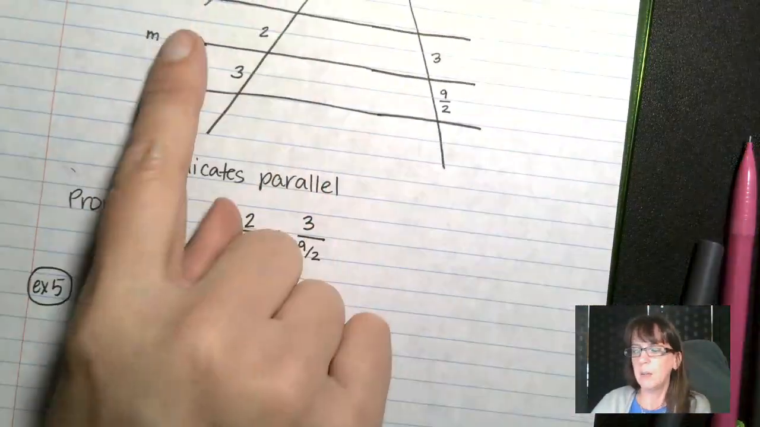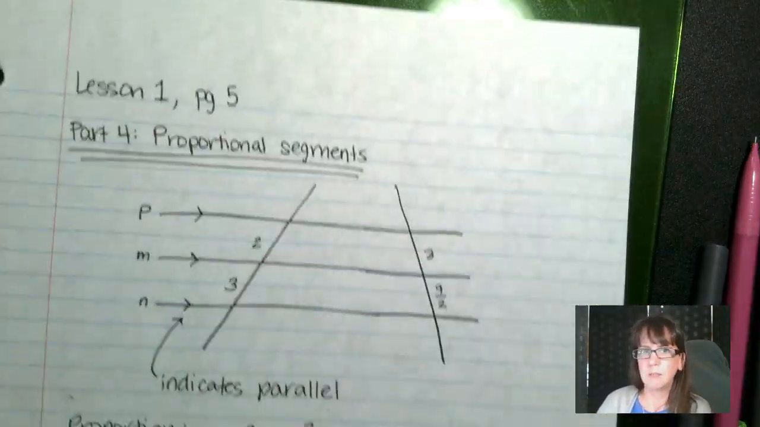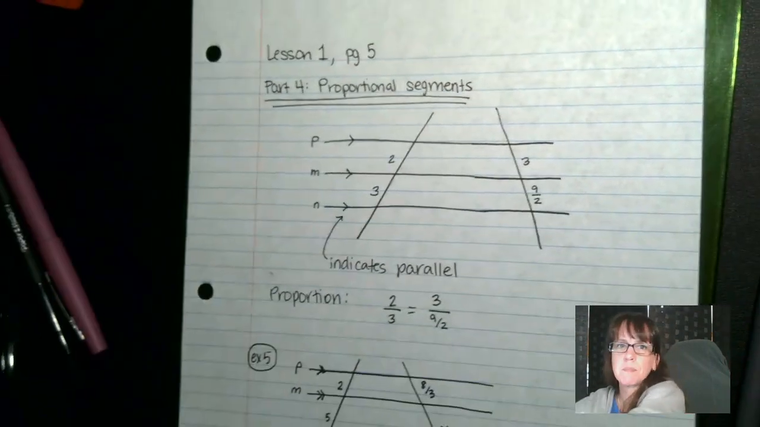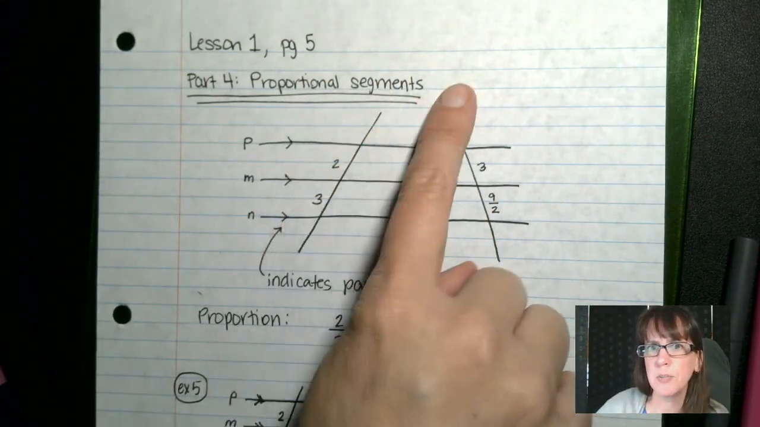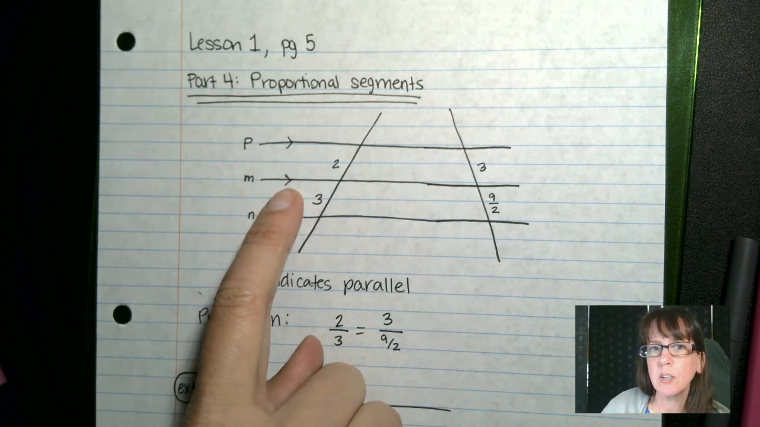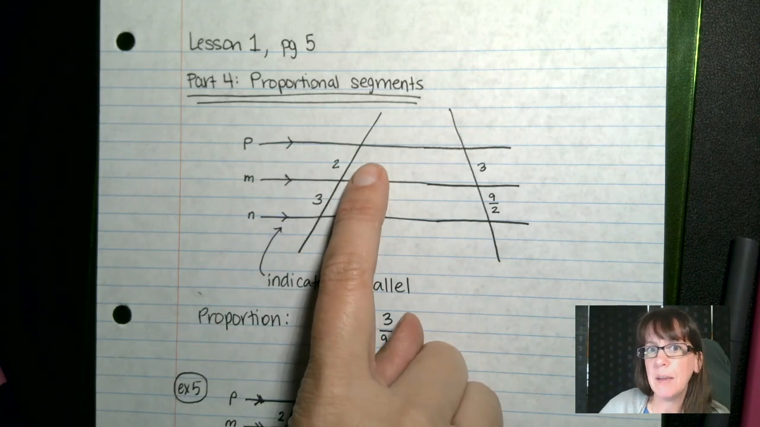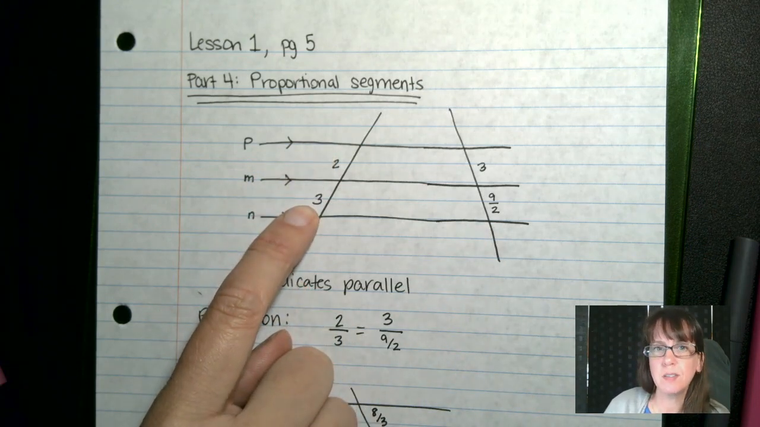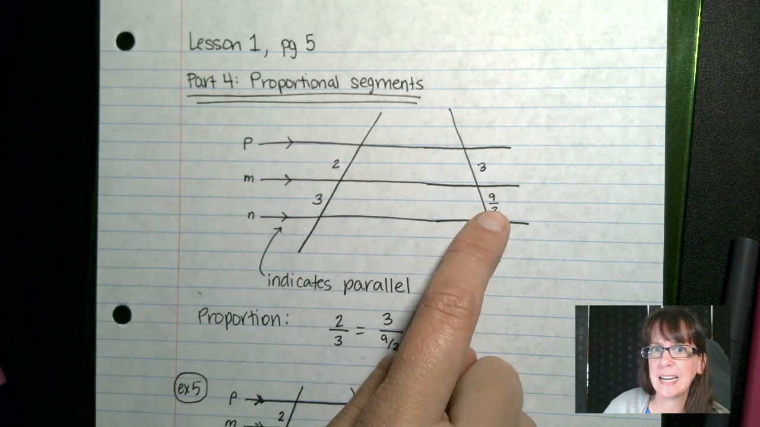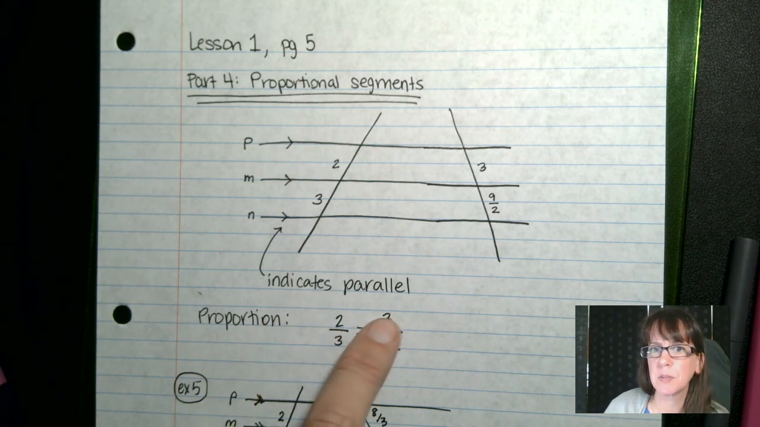We've got a bunch of parallel lines here. We back up. So we have a bunch of parallel lines here cut by two different transversals. Because we are told that these are parallel, that means that these are going to be proportional, meaning 2 is to 3 as 3 is to 9/2. So 2 over 3 equals 3 over 9/2.